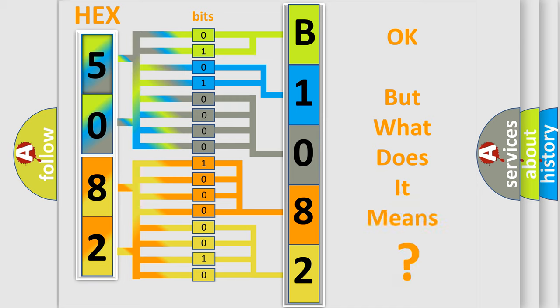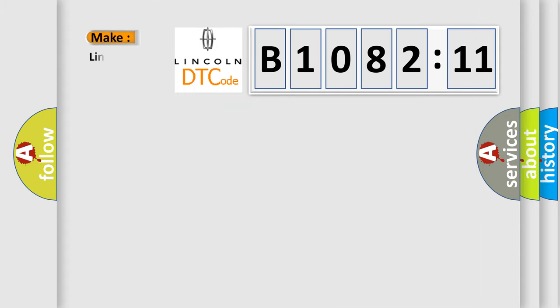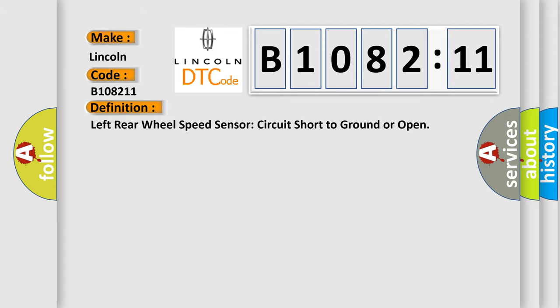The number itself does not make sense to us if we cannot assign information to what it actually expresses. So, what does the Diagnostic Trouble Code B1082-11 mean specifically for Lincoln vehicles? The basic definition is: left rear wheel speed sensor circuit short to ground or open.